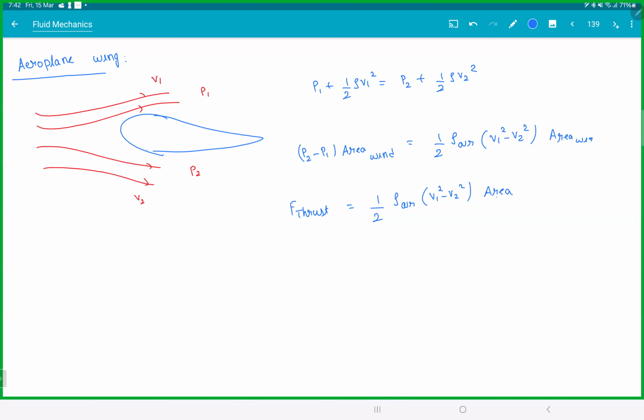So this is the reason why planes fly. Normally, you must have noticed that when the planes take off, they reach speeds of almost 180 to 200 kilometers per hour. So that differential in velocities will create this pressure difference, and that will give you lift off. Clear?